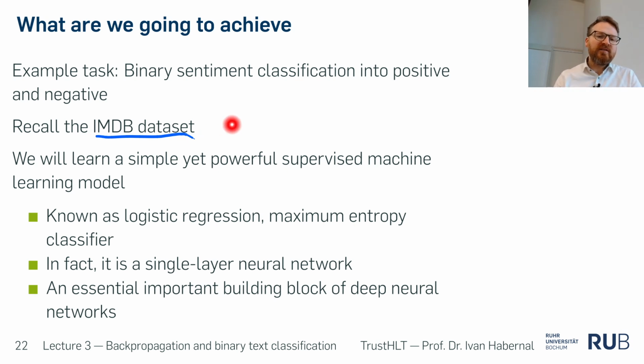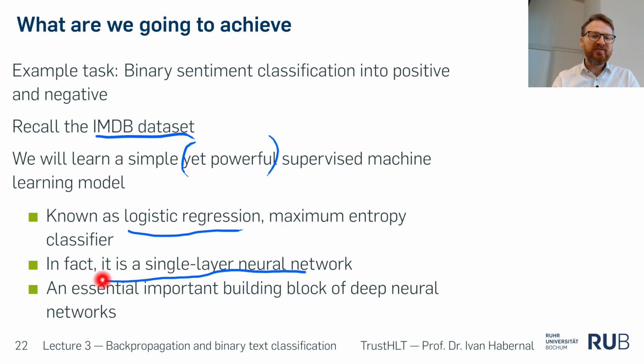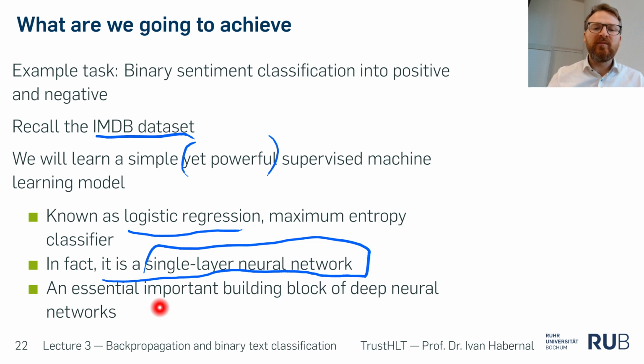And we will learn a simple, but a little bit powerful, supervised machine learning model. So now you know what is supervised machine learning. We have the features, the input, and the labels. This is a supervised machine learning model, which is known as logistic regression or maximum entropy classifier. But in fact, what we're going to do is a single layer sort of neural network. This is an essential and important building block of any deep net. So we're going to build this model.